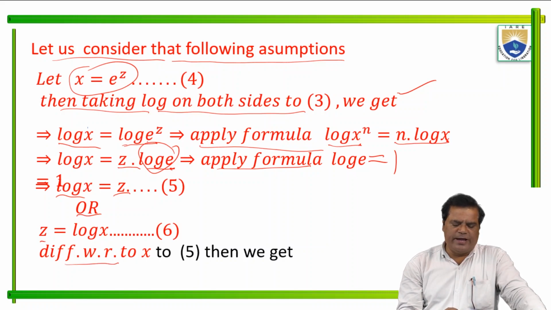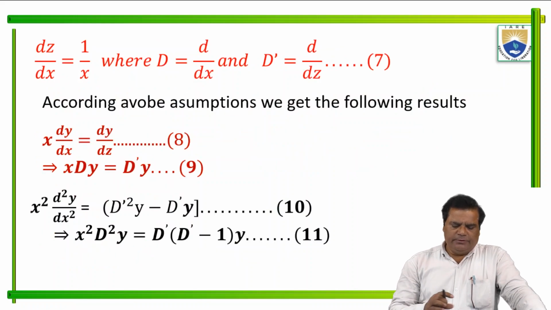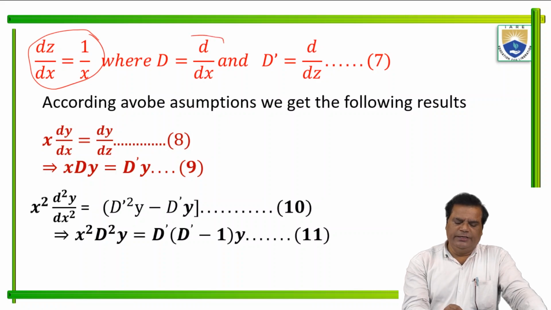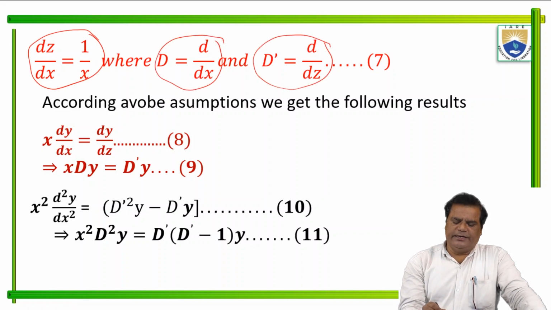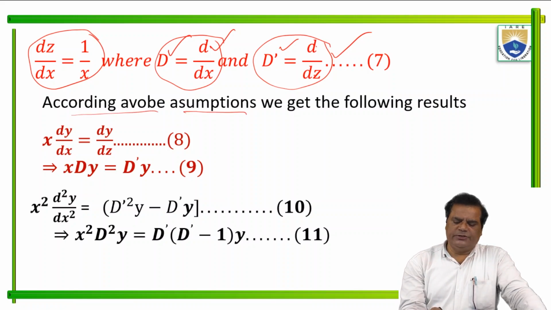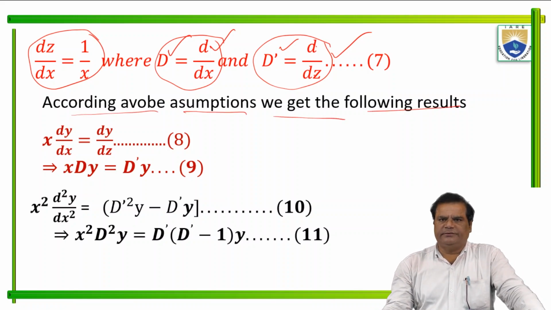Differentiating equation 5 with respect to x, we get dz over dx equal to 1 upon x. Capital D is d upon dx. D dash is d over dz, that means differentiating with respect to z is represented by D dash, and differentiating with respect to x is represented by capital D. According to our above assumptions, we get the following result.